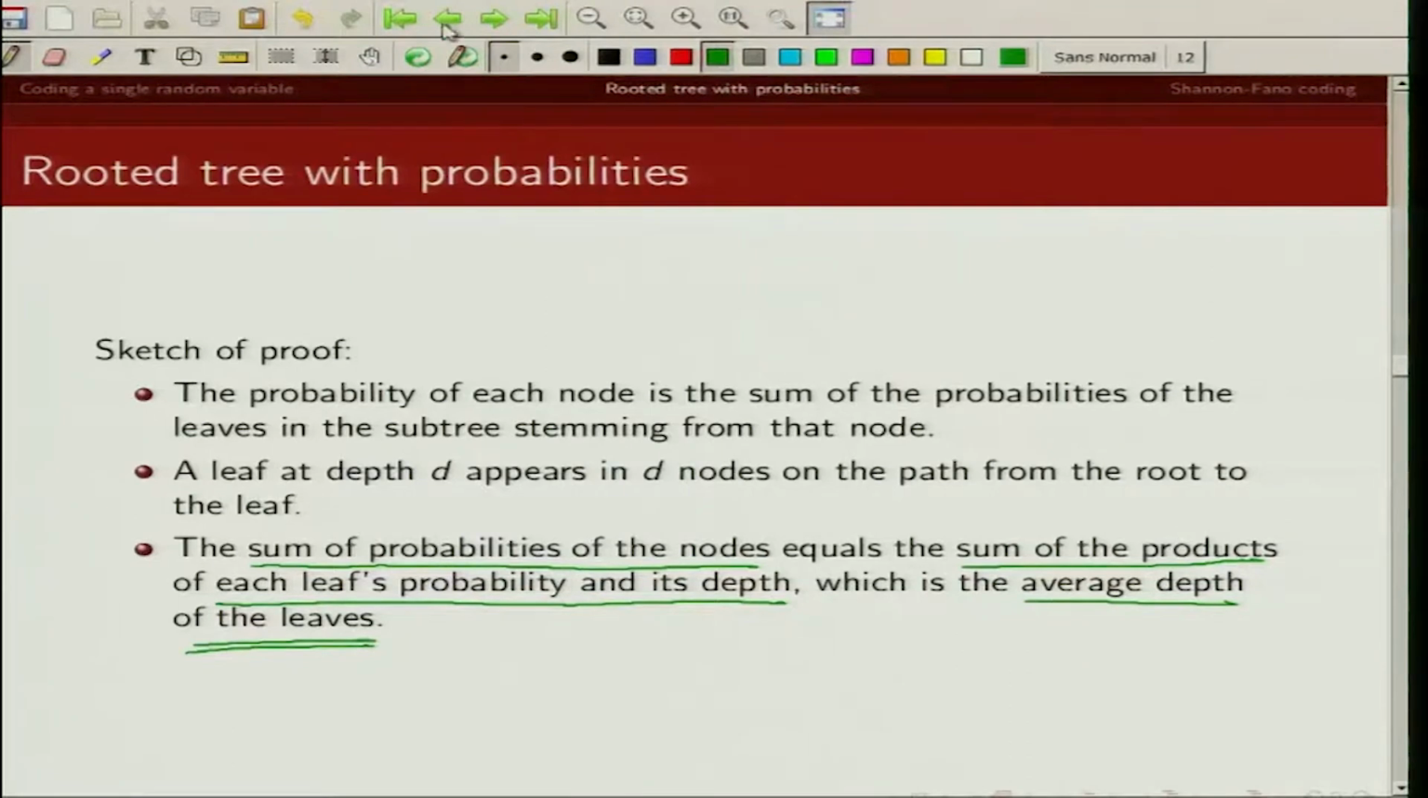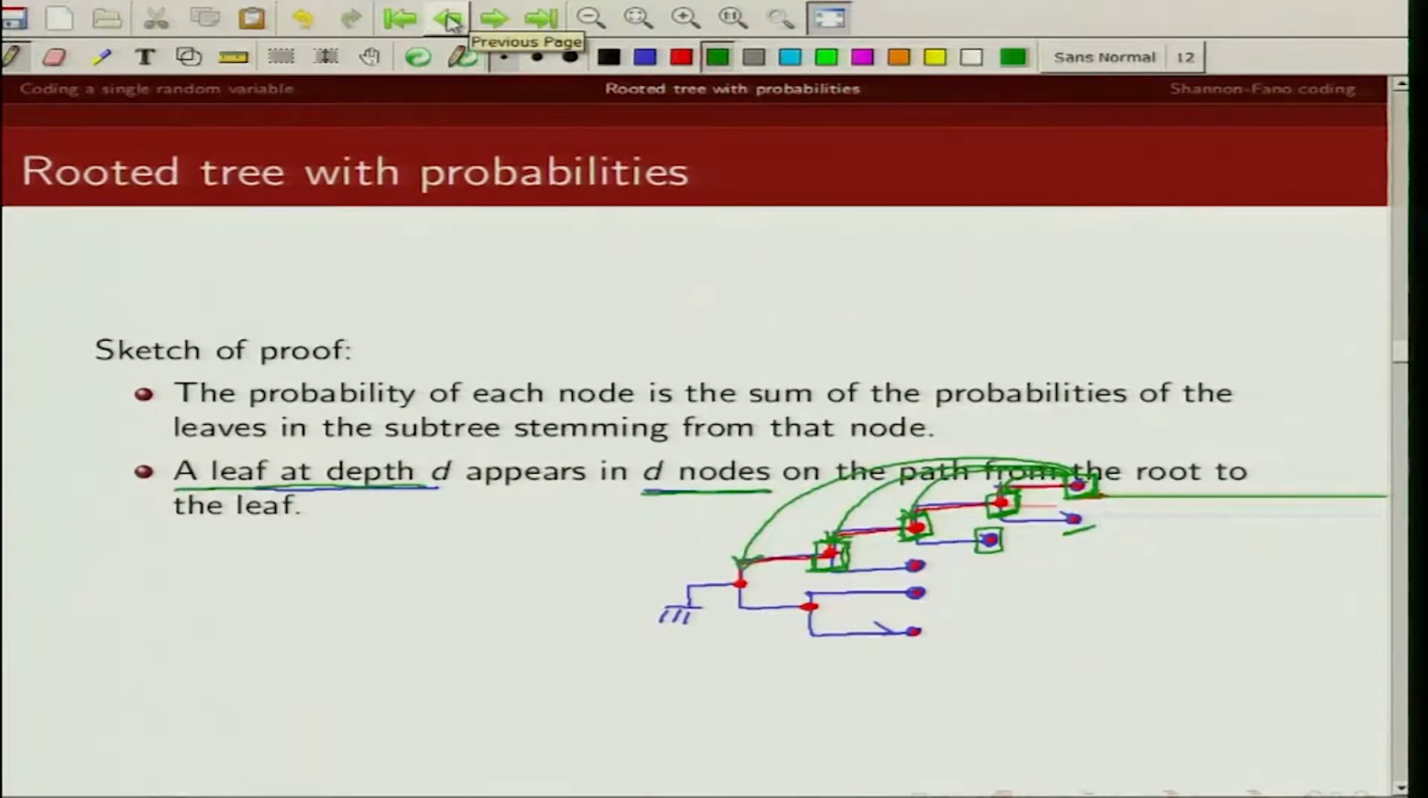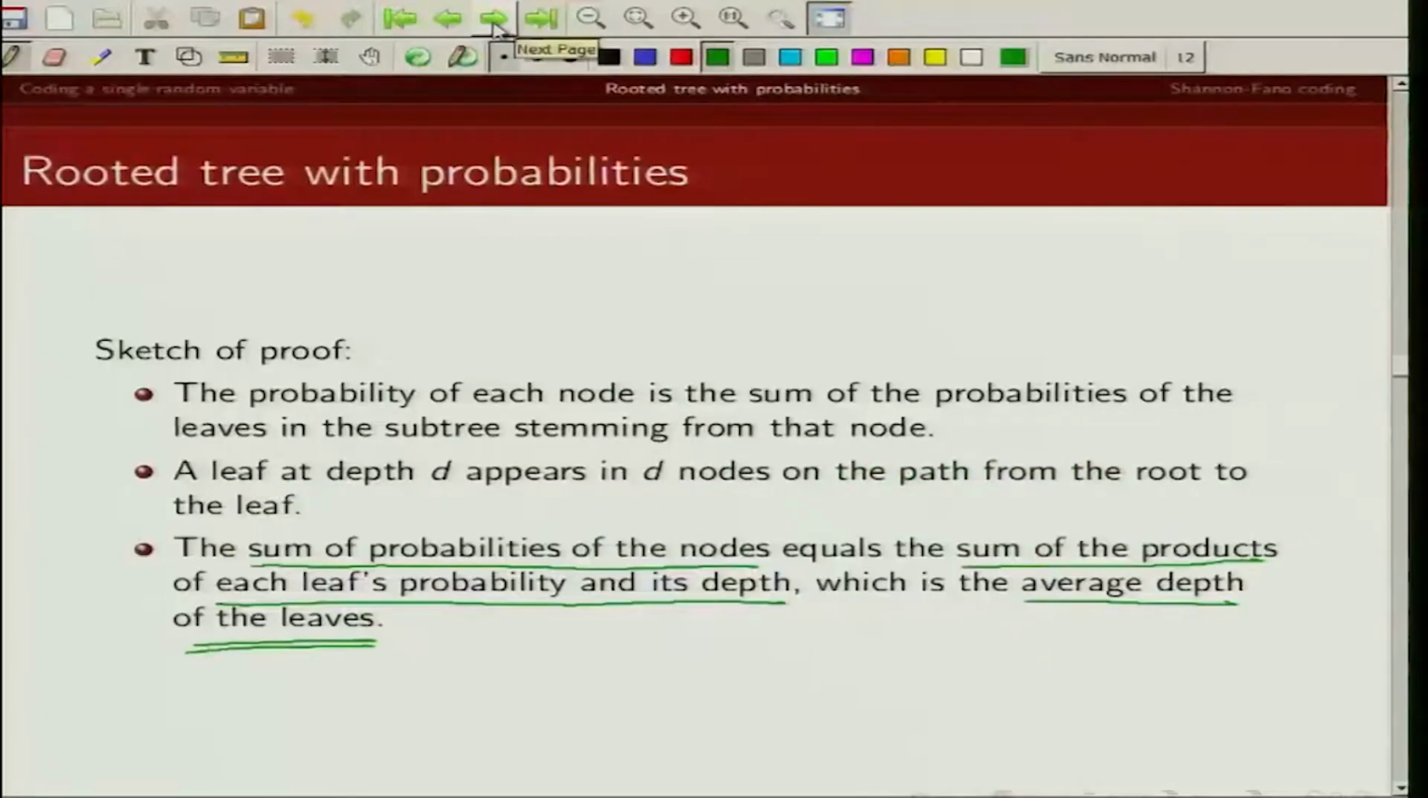Now again go back to the example that we had here. Note that this leaf is at depth 4, correct? If we add up the probabilities of all nodes where this leaf is appearing, so this root node and these other 3 nodes, you will notice that the contribution of this leaf appears at these 4 nodes. So essentially the contribution of this leaf to the overall sum of the probabilities will be 4 times the probability of occurrence of this leaf. So this is what I am saying.